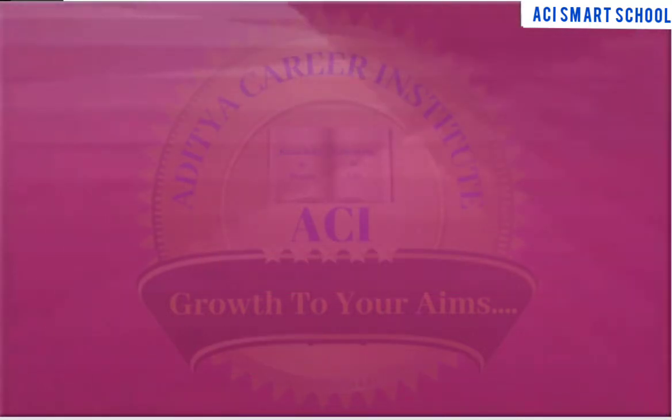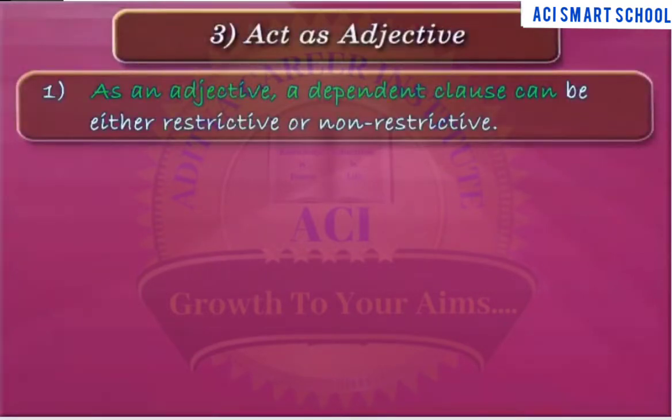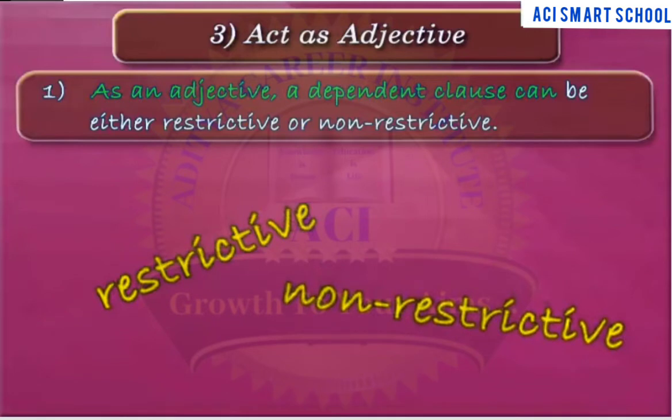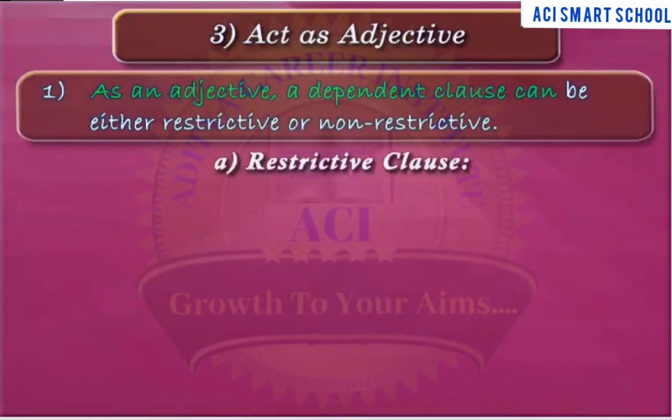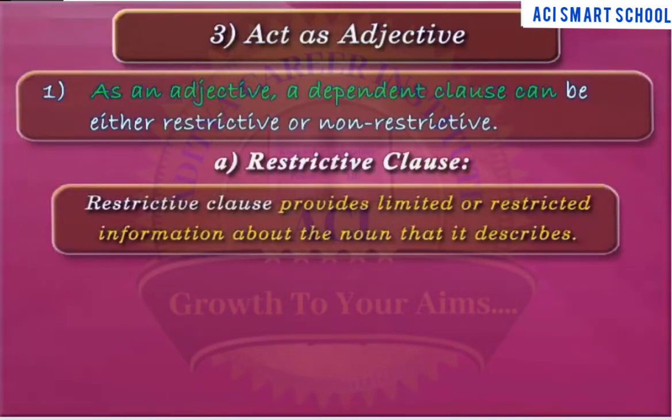3. A dependent clause tends to act as an adjective. As an adjective, a dependent clause is divided into two types. A. Restrictive clause. B. Non-restrictive clause. Restrictive clause. By definition, a clause that provides limited or restricted information about the noun that it describes is called a restrictive clause. So the clause that gives limited or restricted information about the noun it explains is called a restrictive clause.